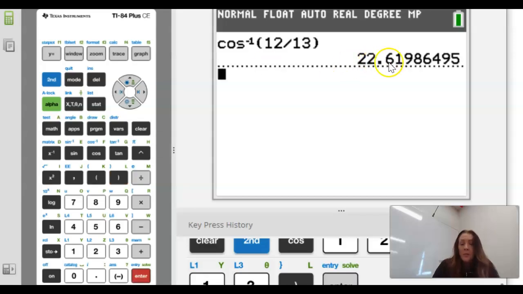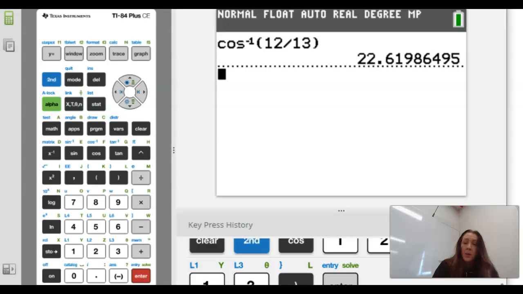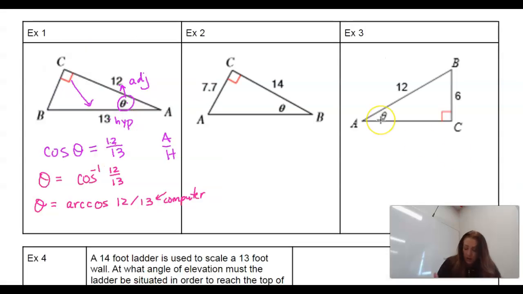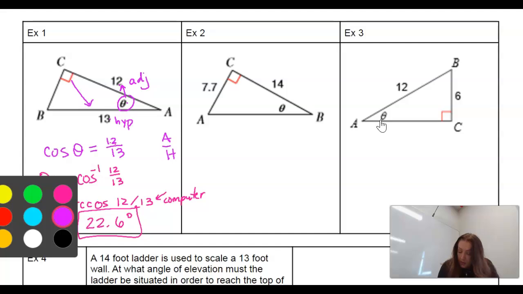So I got 22.6 degrees. We're going to go to 1 decimal place. So theta is equal to 22.6 degrees. And that's what we were looking for. All right, let's look at example number 2.